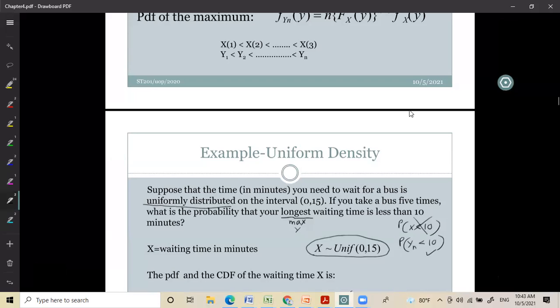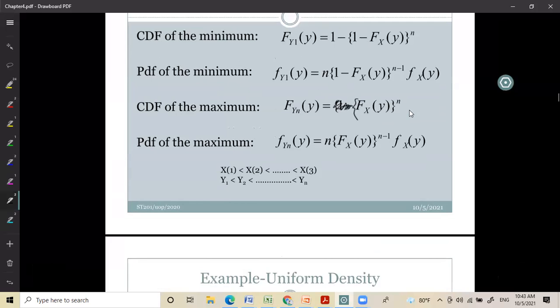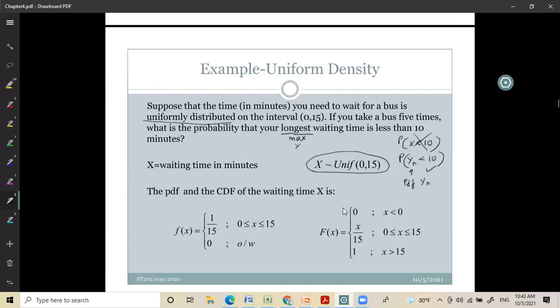If you want to find the probability of Yn less than 10, you should know the PDF of Yn. Then only can you find this probability by integrating it from 0 to 10. So the first step, you have to find the distribution of Yn. In order to find the distribution of Yn, the maximum, you need the CDF of X. So let's start with finding the PDF and the CDF of X. Is this clear to all of you? The waiting time is X, but the probability that we have to calculate is for the longest waiting time, so that is the maximum.